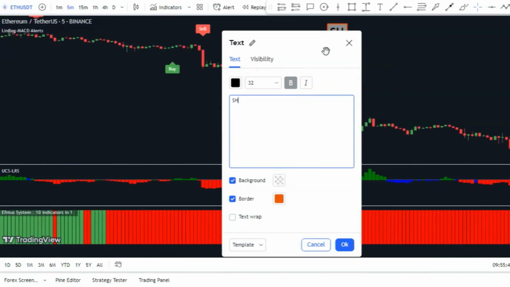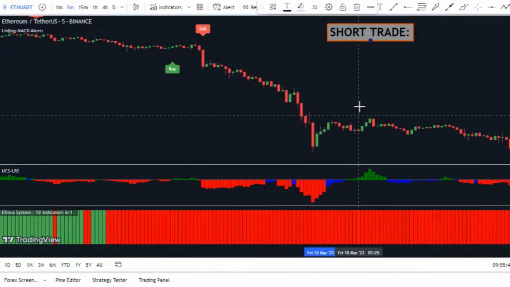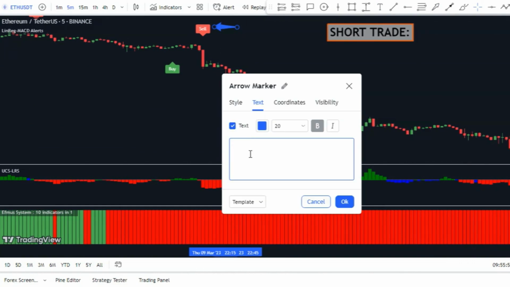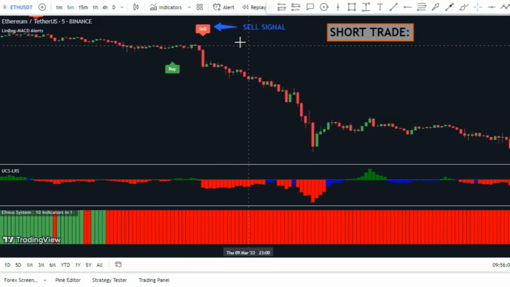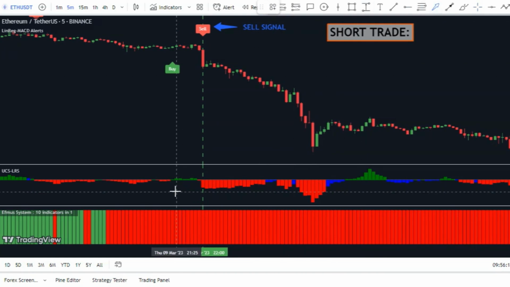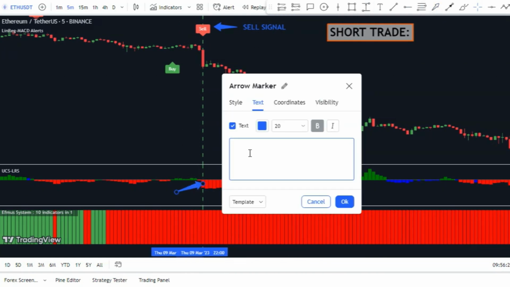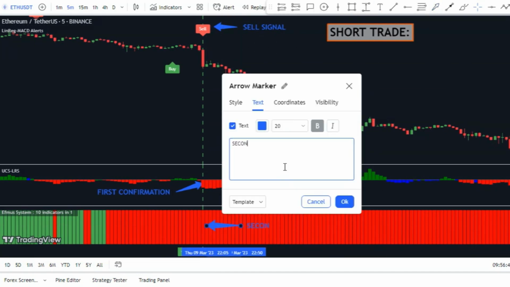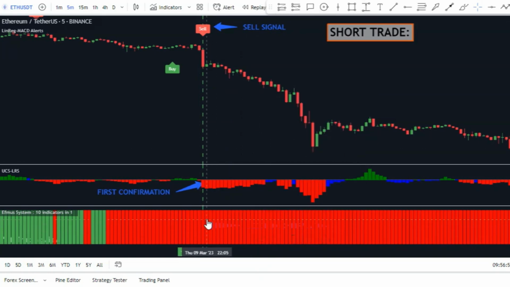And to enter a sell trade, a sell signal must be issued first. Then check for the confirmation from the linear regression slope oscillator. And then confirm the trend direction using the 10 indicators in one oscillator. If the indicator is red, the market is trending downward.